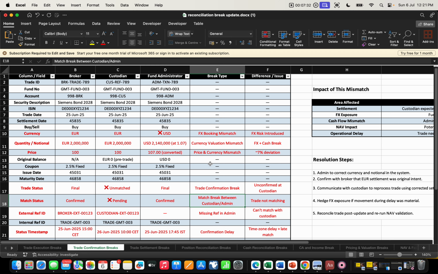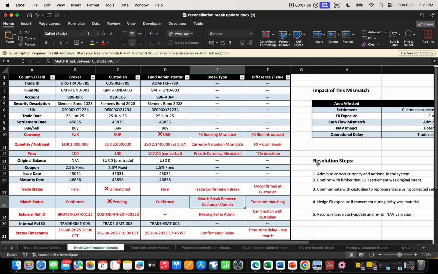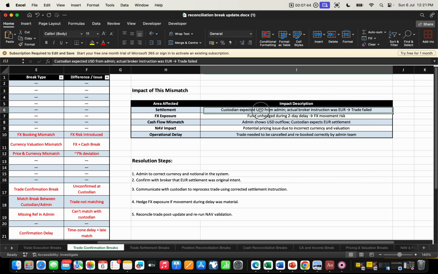So basically, if you see a trade confirmation break, it is mostly because the trade date, quantity, currency and counterparty get mismatched. Okay, so this is just a live example I wanted to show of how a reconciliation break occurs and which part it affects. The impact of this mismatch may be on settlement. In the settlement part, you can see the custodian expected USD from the admin but the actual broker was euro, so the trade failed. This is an example of how a trade fails.